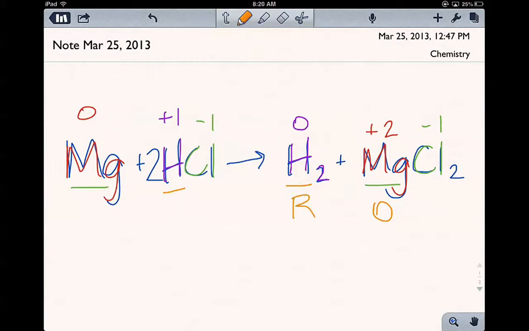Now, to identify our oxidizing and reducing agents, we just simply have to say, well, since hydrogen was reduced, that makes the hydrogen reactant the oxidizing agent. And since magnesium was oxidized, that makes the magnesium reactant the reducing agent.